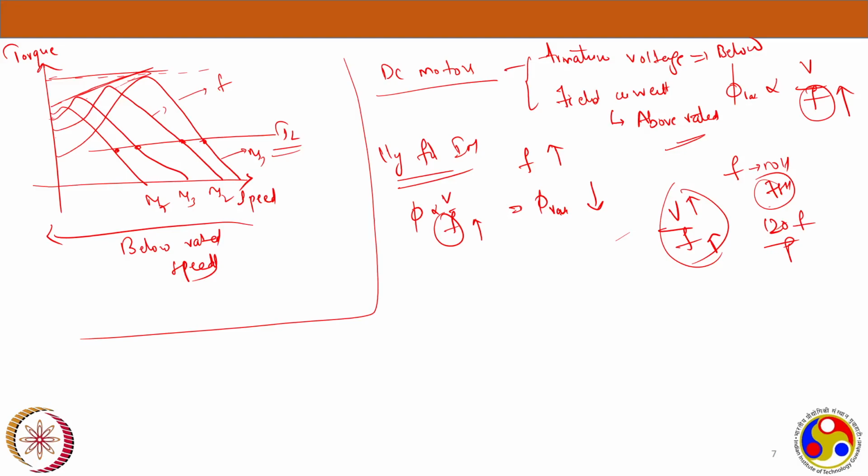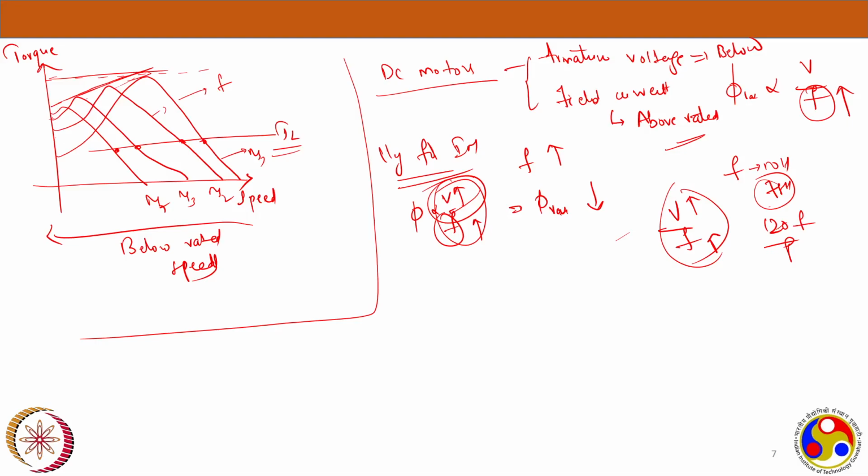Okay. Let's say I want my machine to be at the rated flux. So what I will do, I will try to maintain this V by F constant. So as I increase F, I will also increase V. Can you increase V, the input to the windings of the machine? Can you increase the input voltage?